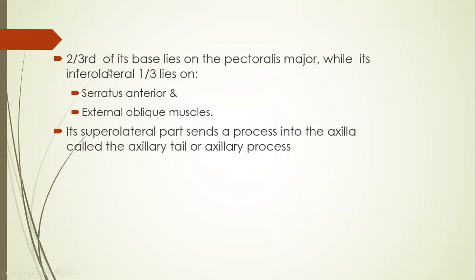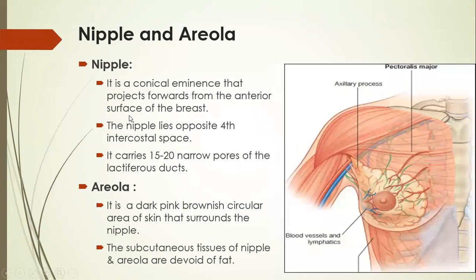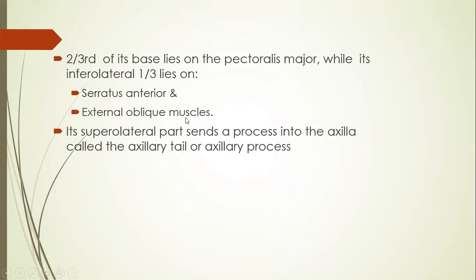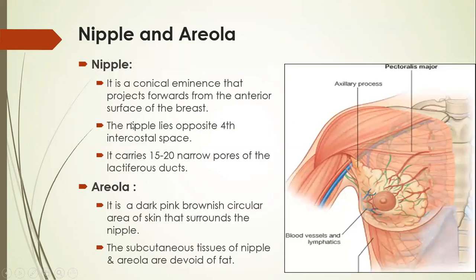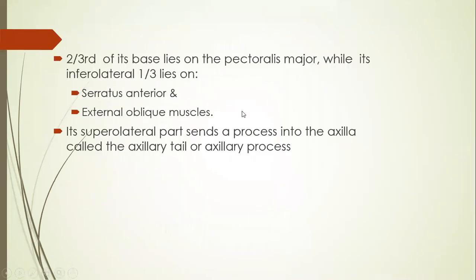Two thirds of this base lies on the pectoralis major, while its inferolateral one third lies on the serratus anterior and the external oblique. If you see here, this is the muscle, the pectoralis major, on which two thirds of the gland will lie, and the lower one third will be on the serratus anterior muscle as well as the external oblique muscle. So here is the mammary gland or the breast. Two thirds will be lying on the pectoralis major, and below we have the serratus anterior as well as the external oblique.